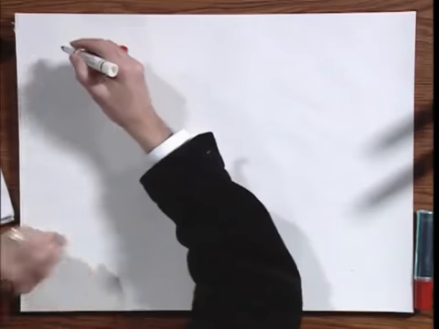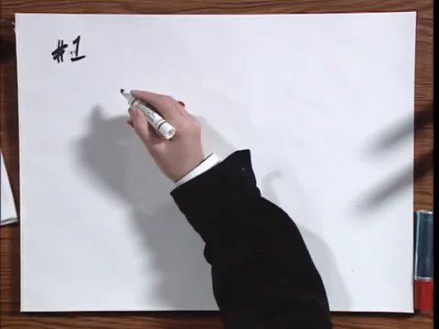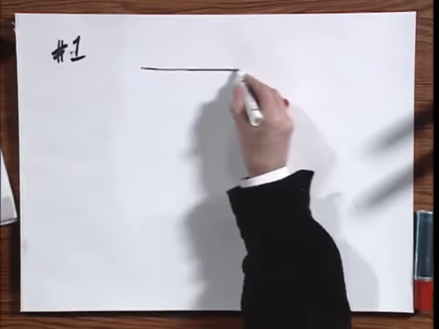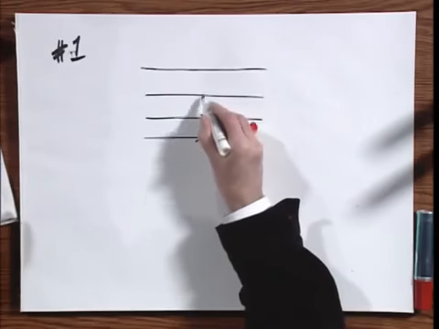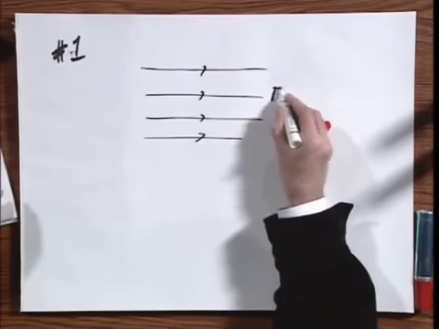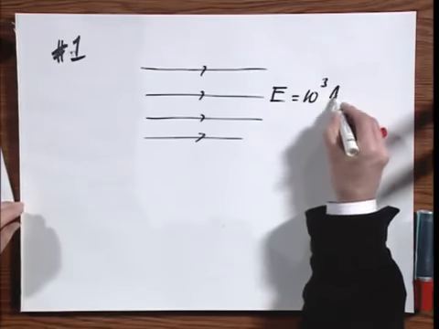Problem number 1. Problem number 1 addresses the idea of electric field. Suppose we have a uniform electric field, E. I think the electric field is 10 to the 3 newtons per coulomb.